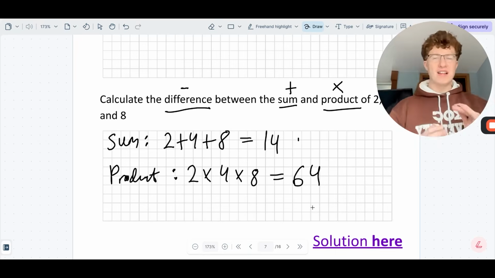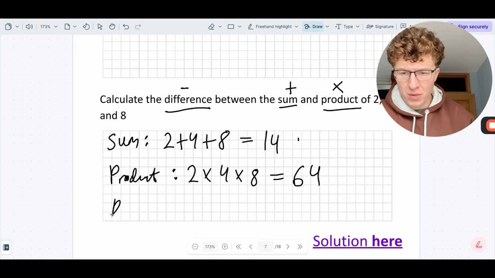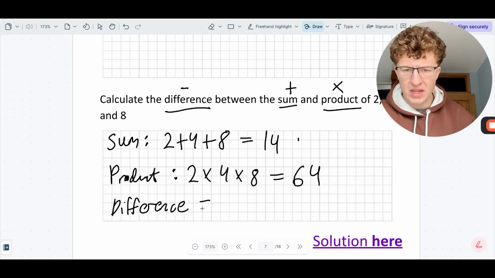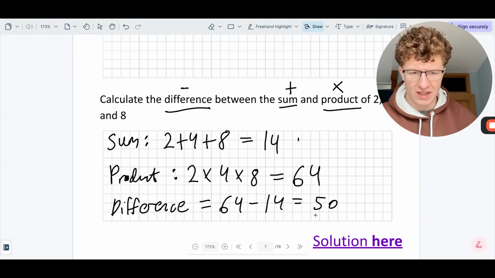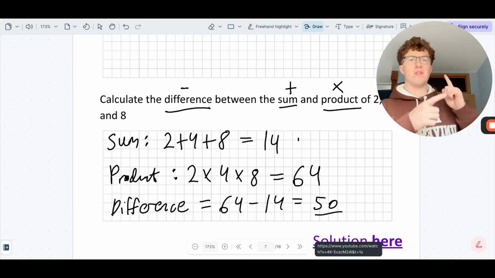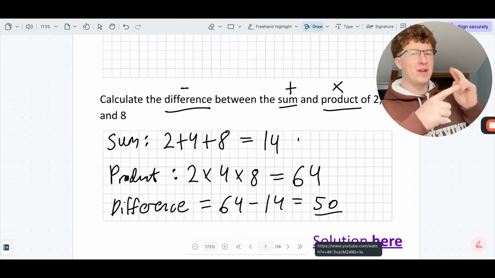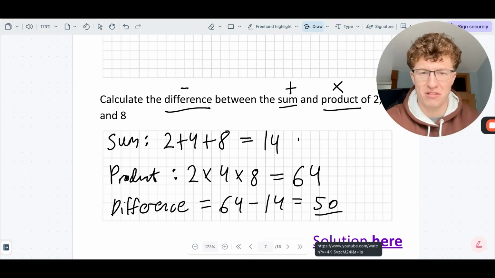Now, final step. They want the difference between the sum and the product. So we're going to say difference is equal to 64 minus 14. And that's just going to be 50. Whoop, that's a terrible 5. 50 like that. Boom, that's that one done. So again, sum, add, product, multiply, difference, minus. And that's those three questions done.